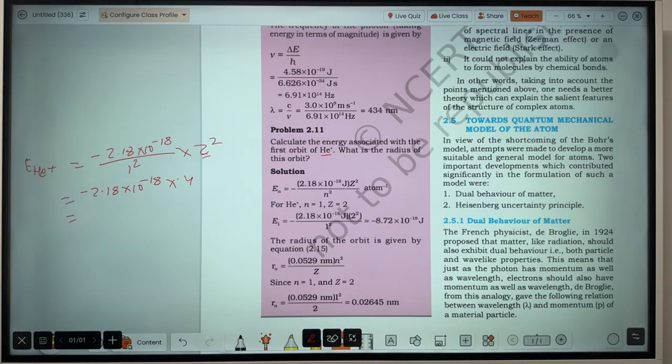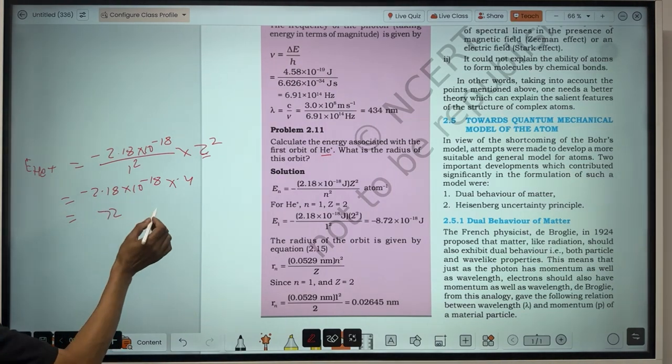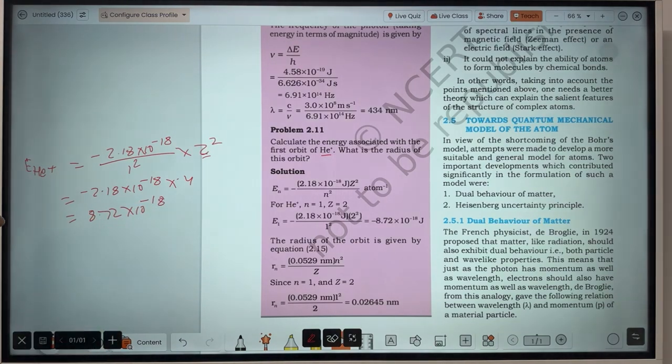How much will it be? 8.72 into 10 power minus 18 joule. That much joule is the energy of this one.